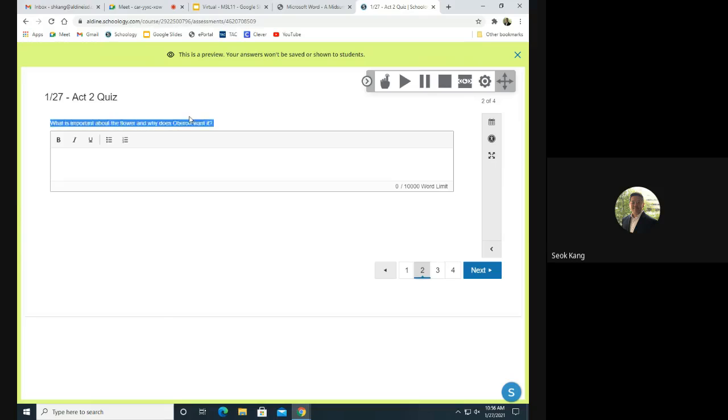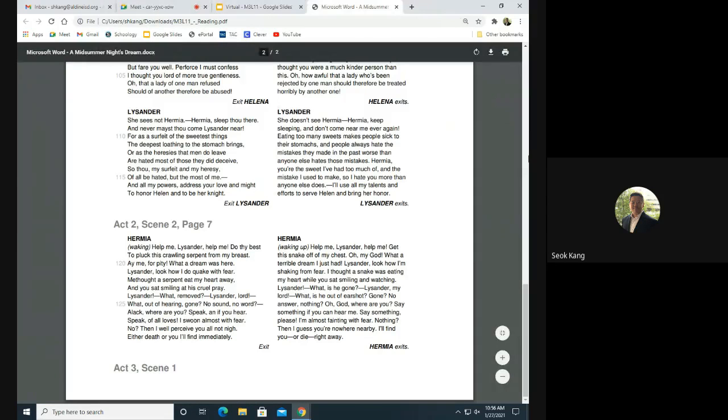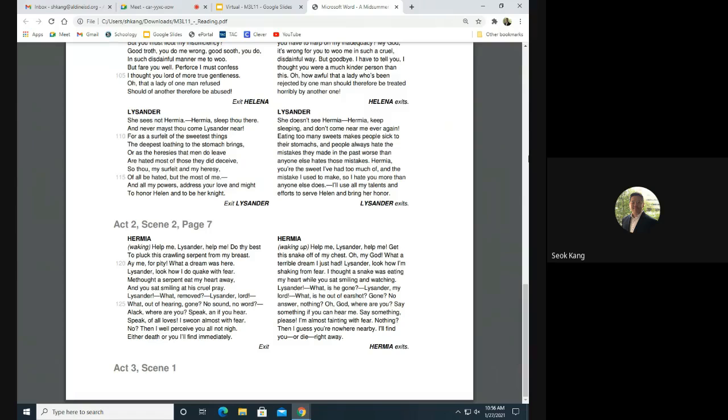What is important about the flower and why does Oberon want it? Describe the relationship between Helena and Demetrius. And what mistake does Robin Goodfellow, or Puck, different name, right, make with the flower? Okay, just put those in your own words. If you need help, go through your past readings and the previous days or watch the lesson videos. Okay? But does anyone have any questions?